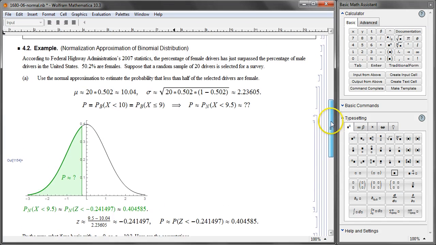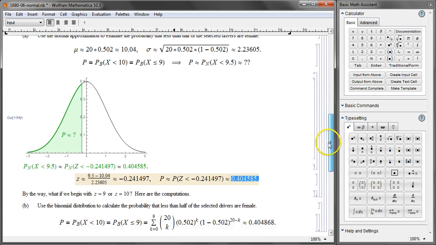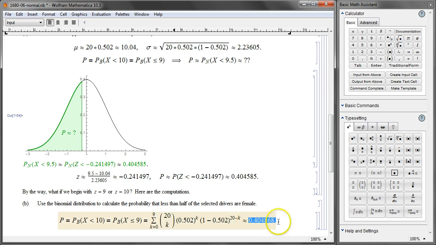Here's a picture. And, okay, a little bit less than half, as you can see, and z-score computation, x minus mu over sigma, 9.5 minus 10.04 over the standard deviation. Calculated, we get a z-score of negative 0.24 something. According to the precise computation with Mathematica, I got 0.40585, which is remarkably similar to the precise figure which I did with the binomial. This is normal approximation, very, very similar.